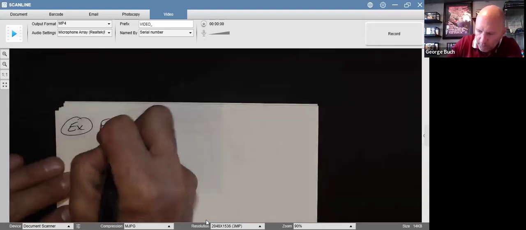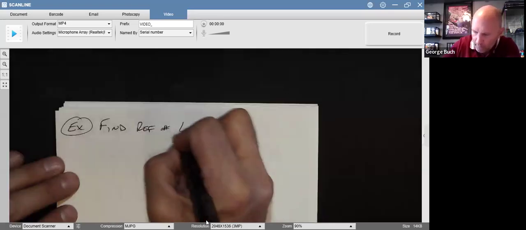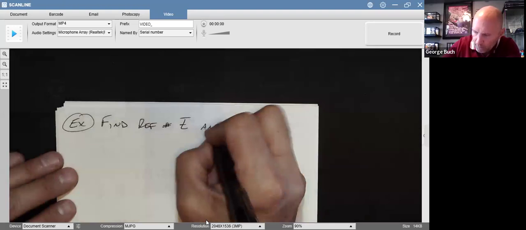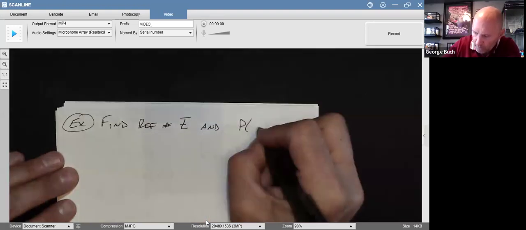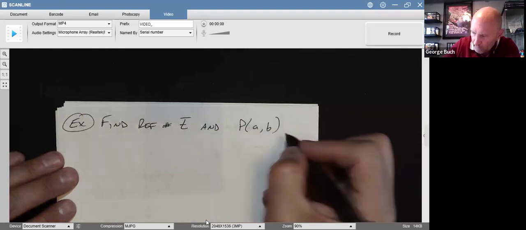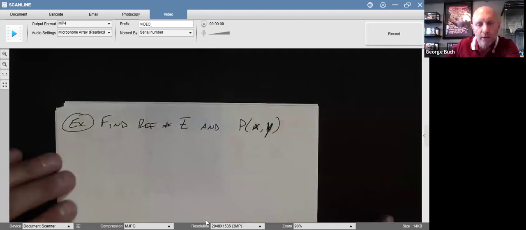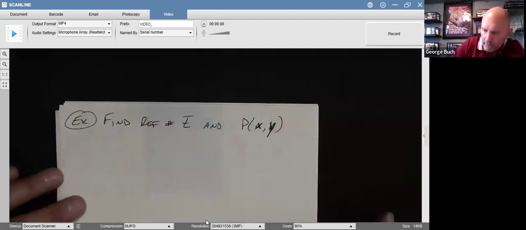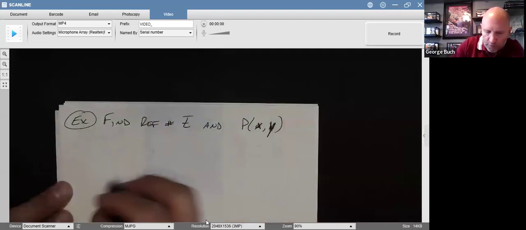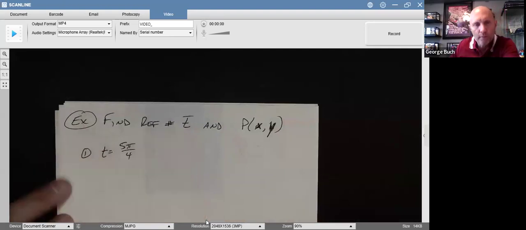So find the reference number, t bar, and I guess x, y, the point with coordinates x, y for the following. So for the first one, t is equal to 5 pi over 4.